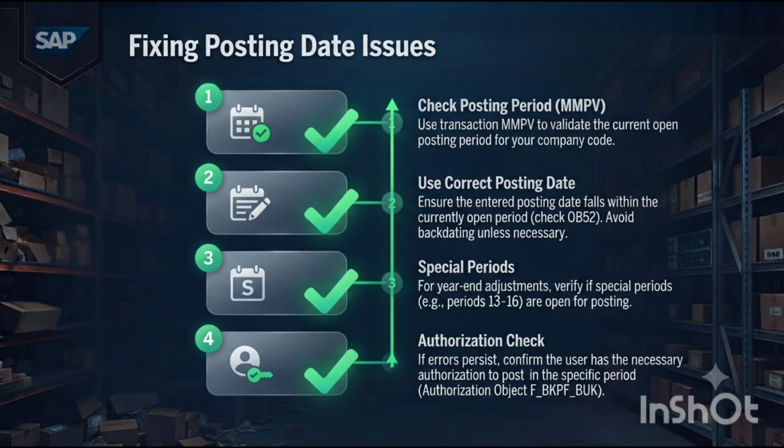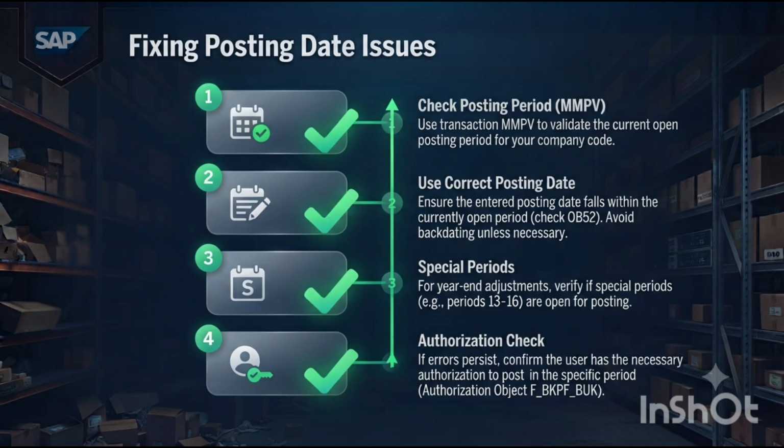Always coordinate with finance team before making changes. Proper date control is one of the easiest yet most important ways to avoid unnecessary errors in MIGO. Train your team to always verify the date before saving any document.